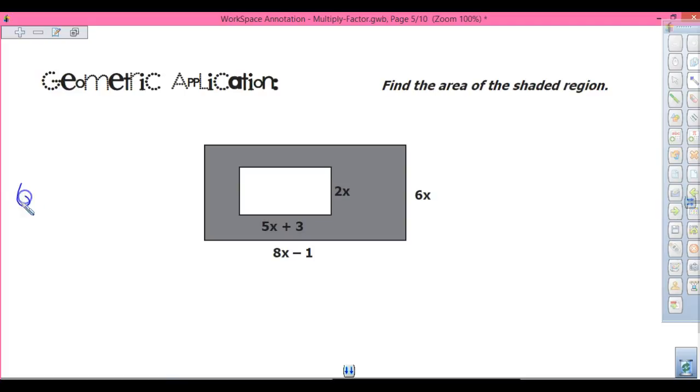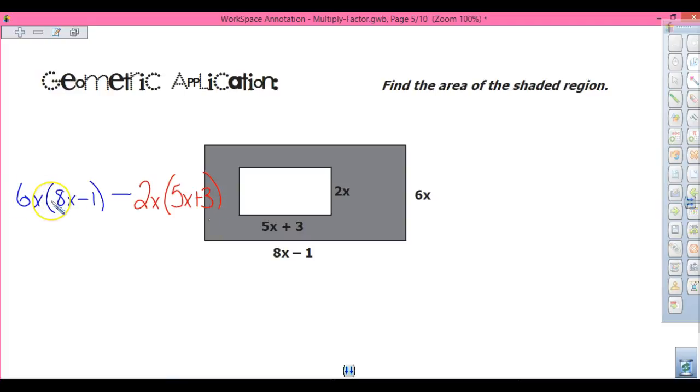Well, area is base times height, right? So 6x times 8x minus 1 is for my big area, right? Minus, yeah, 2x times 5x plus 3.